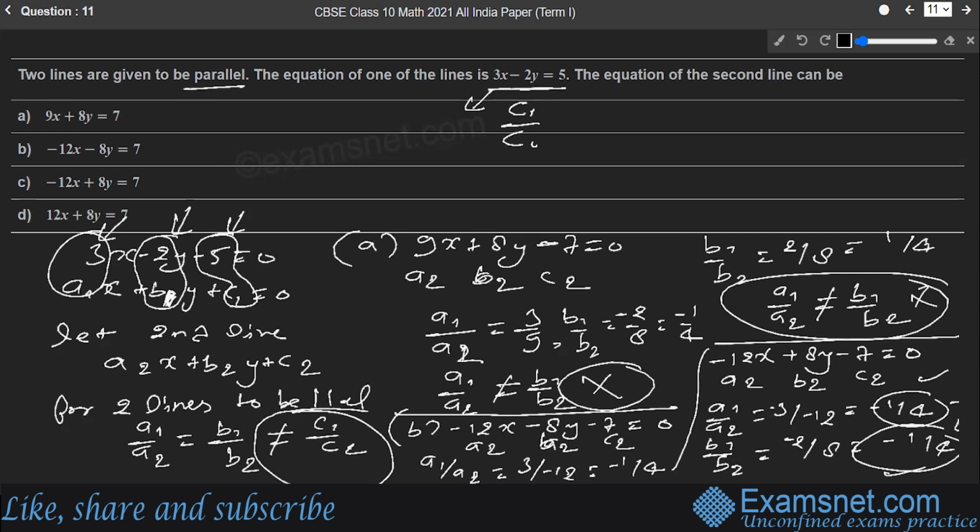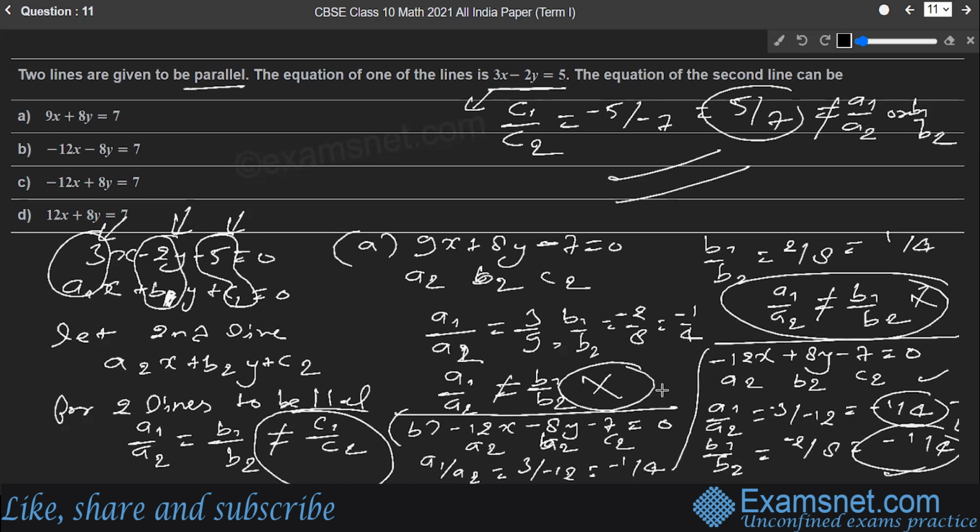What is going to be C1 by C2? C1 by C2 is minus 5 divided by minus 7, that is 5 by 7, which is obviously not equal to A1 by A2 or B1 by B2. So this verifies the condition of two lines being parallel: A1 by A2 should be equal to B1 by B2 and should not be equal to C1 by C2. So that is the right answer. Option C is the line which is parallel to the given line.